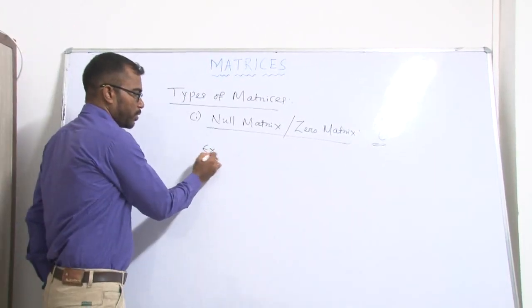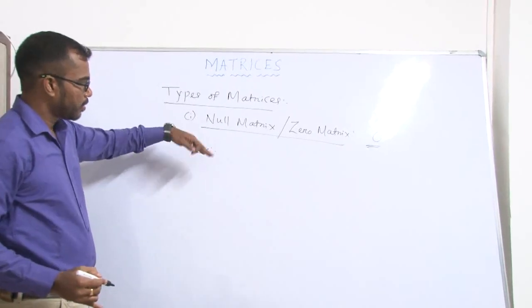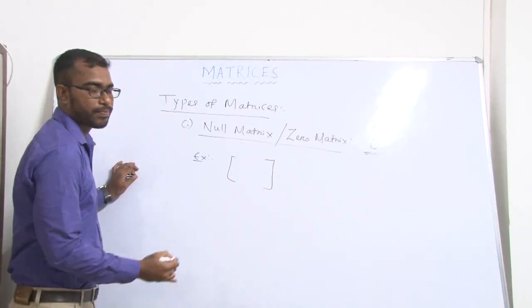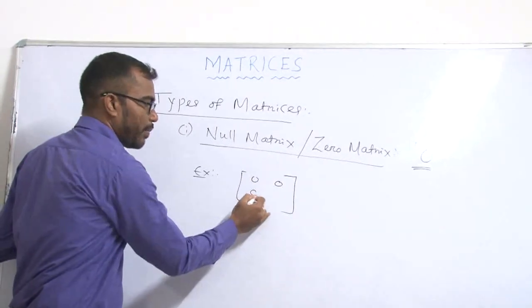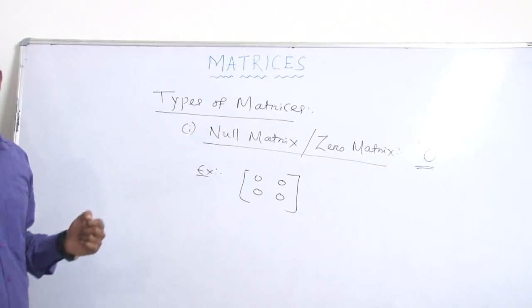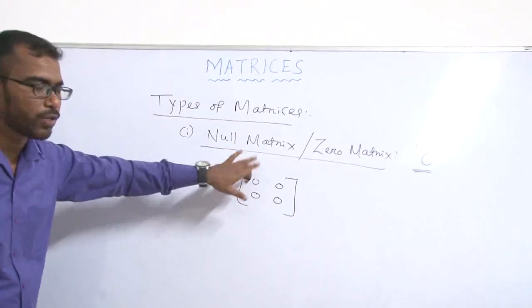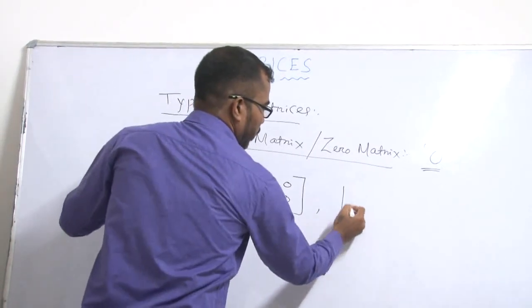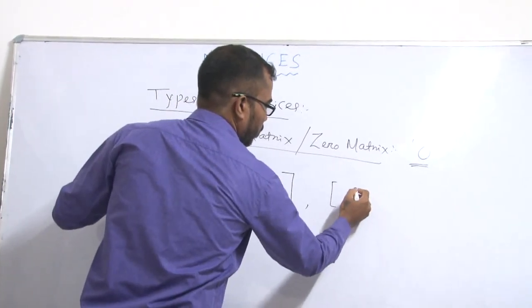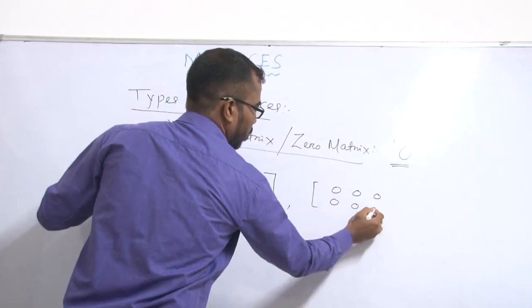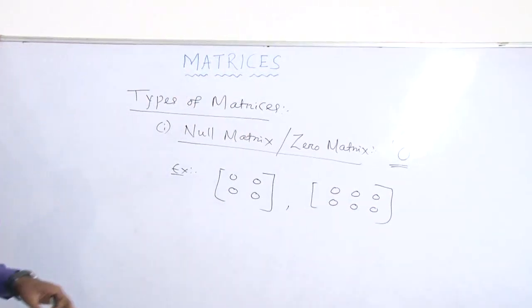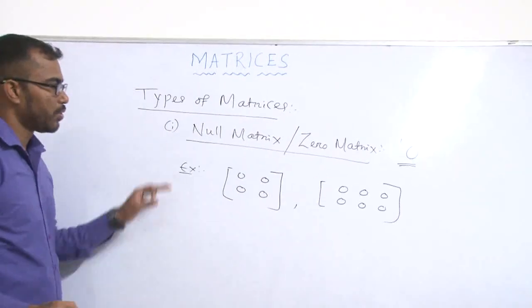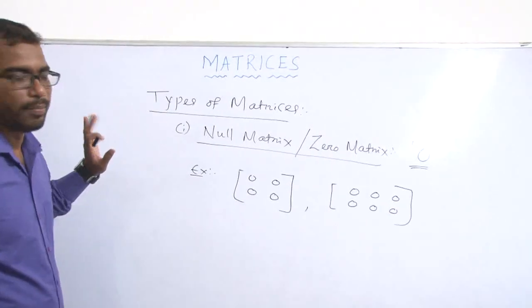So here are some examples to understand clearly. Suppose we can write a matrix and its all elements are zero. So it is a null matrix. Null matrix means all elements, all entries are zero. We take another example. Suppose 0, 0, 0, 0, 0. So it is also a zero matrix or null matrix because its all elements are zero. So first matrix is a null matrix.